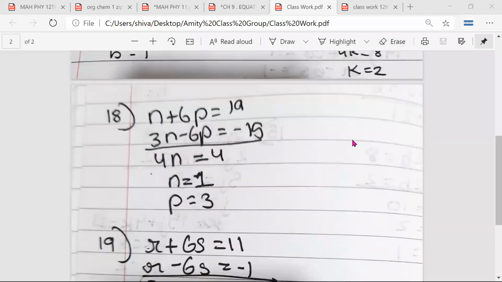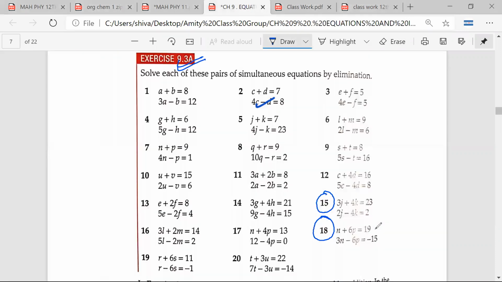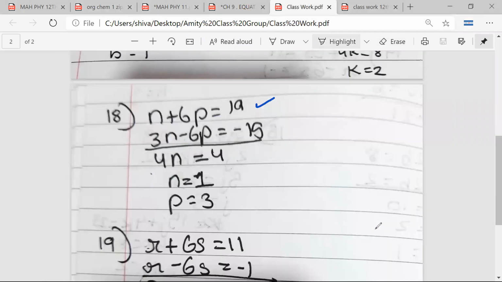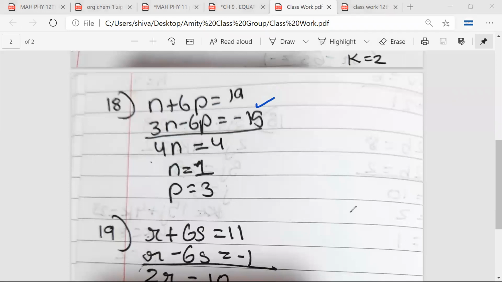So question number 18 is my first equation. My first equation is 9 plus 6p is equal to 19. Second is 3n minus 6p is equal to minus 15. So what I have done, 4n is equal to 4, n is equal to 1.